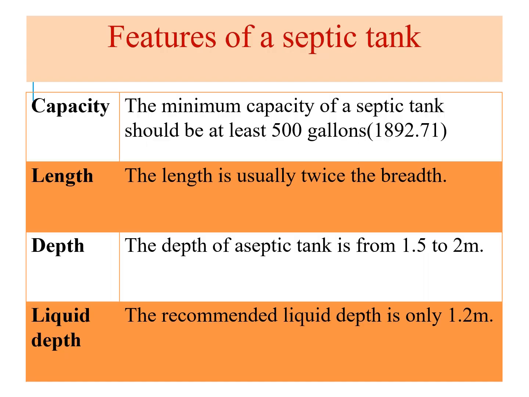The septic tank has a minimum capacity of 500 gallons. The length of the tank is usually twice the breadth. The depth of a septic tank is from 1.5 to 2 meters. And there is something called a liquid depth. The recommended liquid depth is only 1.2 meters.